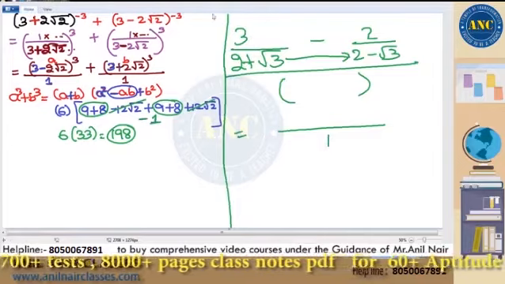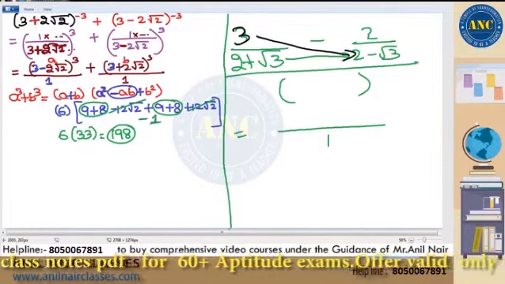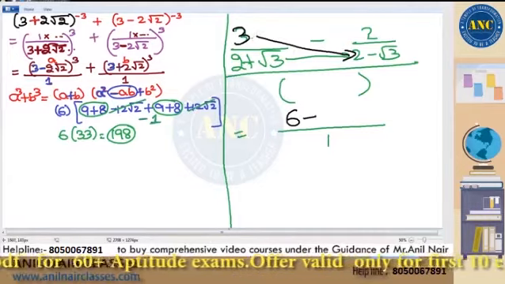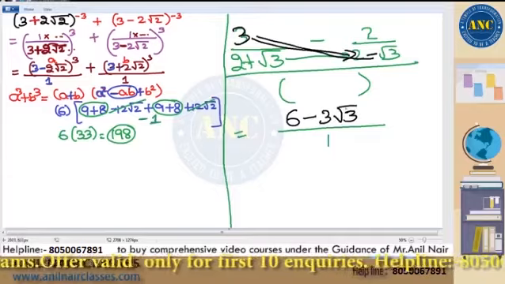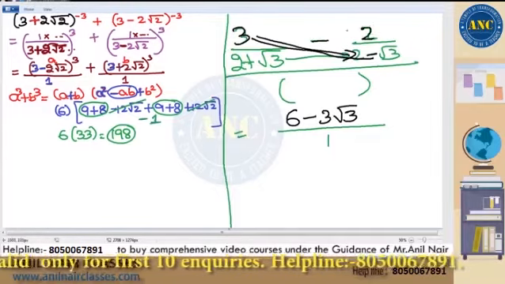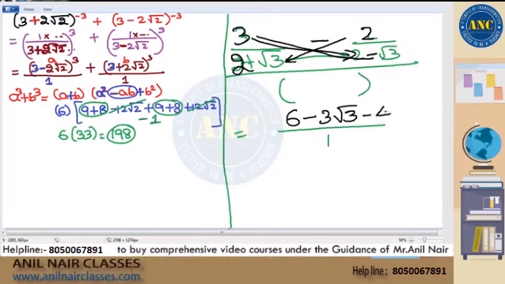Ria, how did you get 6 minus 3 root 3? Cross multiply. 3 into 2, it is 6, minus 3 into minus root 3, it is minus 3 root 3, minus 2 into 2. Ria, again cross multiplied this side, minus 4, minus 2 into root 3, minus 2 root 3. Ria should be very, very clear.